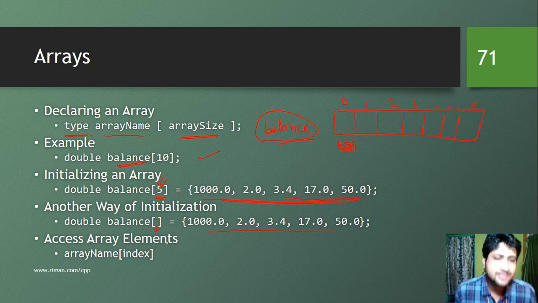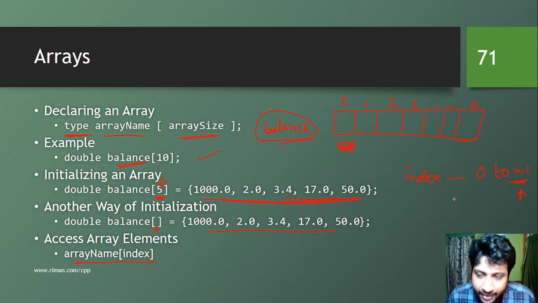So how can we access each of the elements? To access each element, we use the array name with the appropriate index, where index starts from 0 to n minus 1, where n is the maximum number of elements in the array. So the array index starts from 0 to n minus 1.